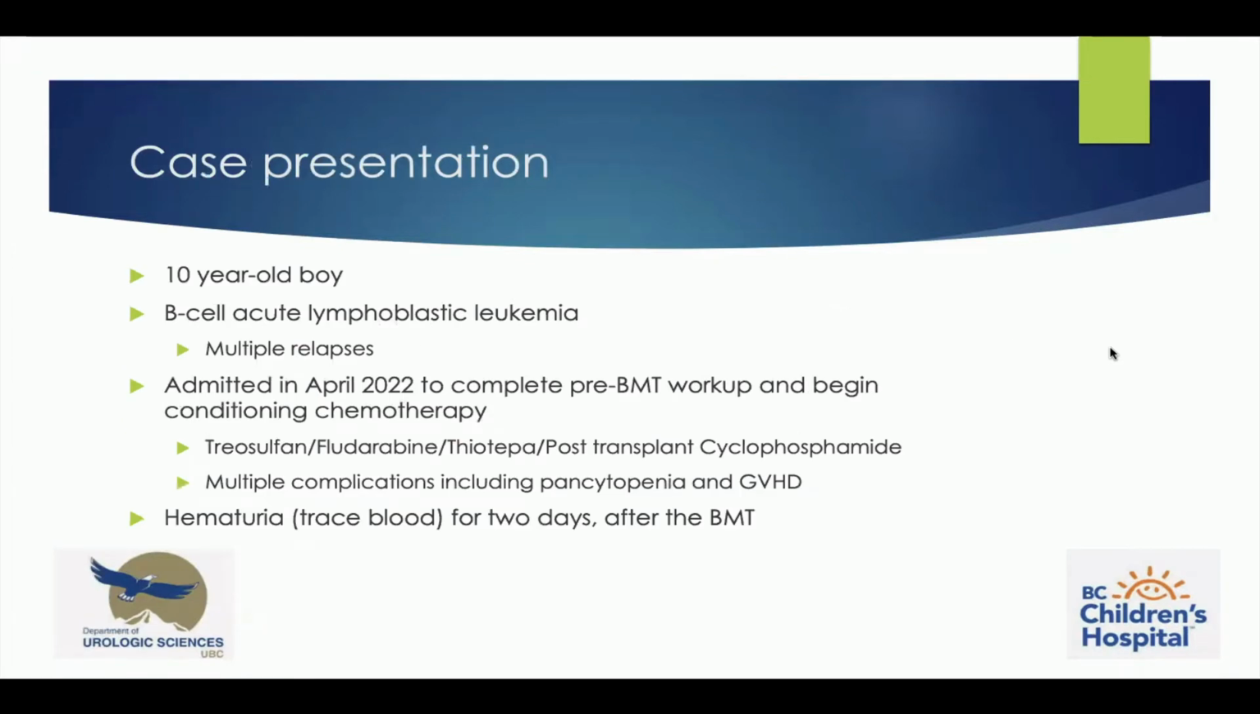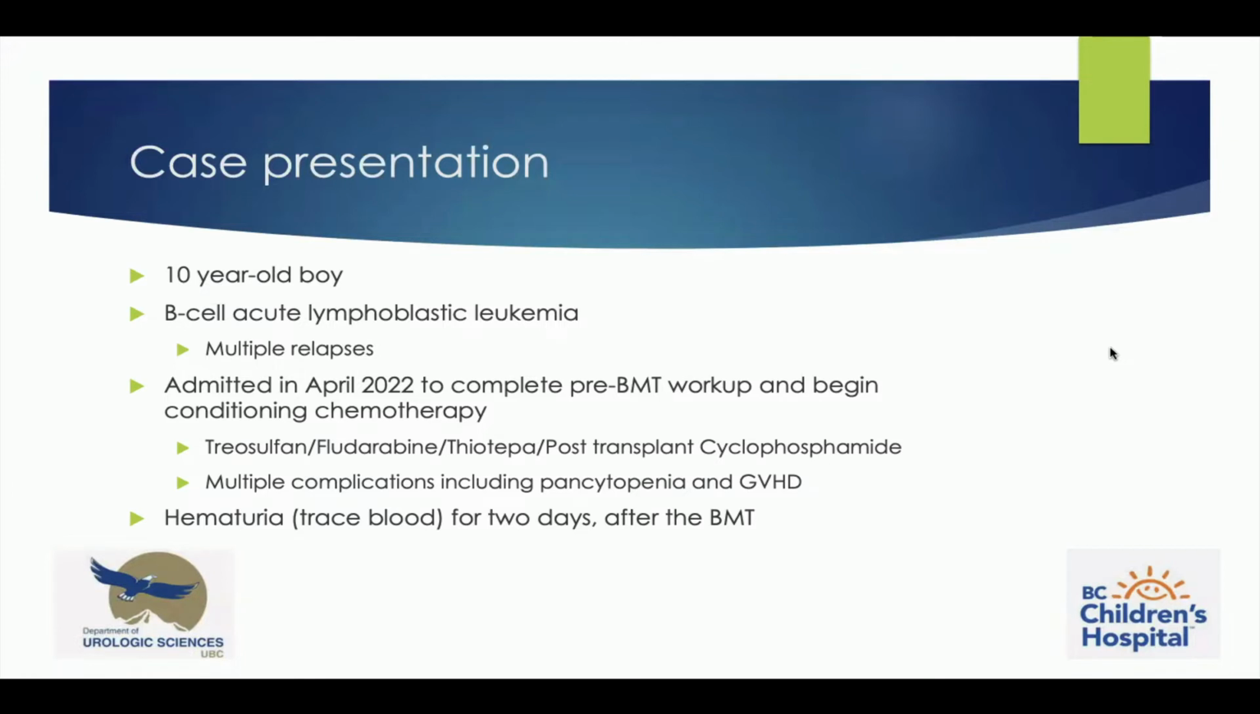We'll start with a case presentation. This is a 10-year-old boy who had a B-cell acute lymphoblastic leukemia with multiple relapses. And I will focus only on the hemorrhagic cystitis because his history and complications were pretty extensive. But this kid was admitted in April 2022 to complete the pre-bone marrow transplant workup and begin conditioning chemotherapy. He received thiotepa, fludarabine, busulfan, post-transplant cyclophosphamide, and he had multiple complications, including pancytopenia and graft versus host disease.